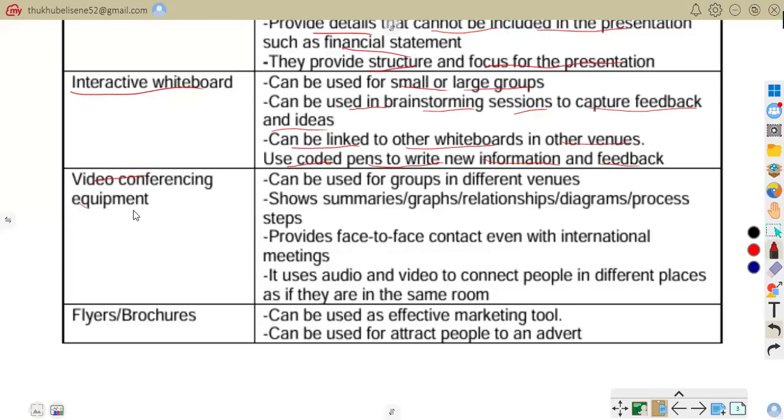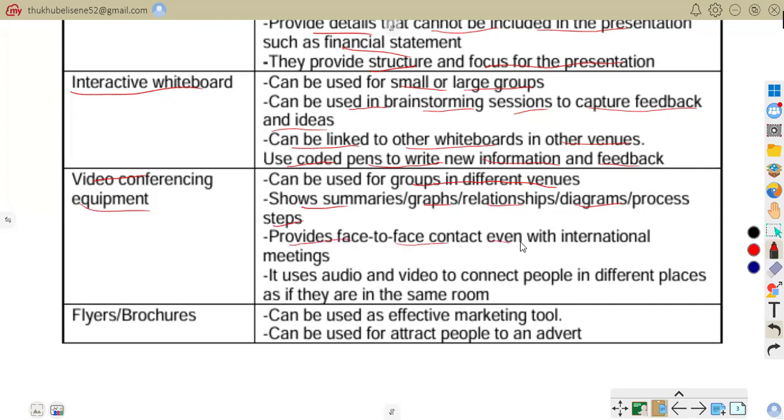Now, video conferencing equipment. It can be used for groups in different venues, so it allows meetings with people in different places. Staff from different branches join one meeting online while they are still in their respective places. It shows summaries and graphs, relationship diagrams, processes, and steps, so participants can view presentation slides together. That is in short what it says.